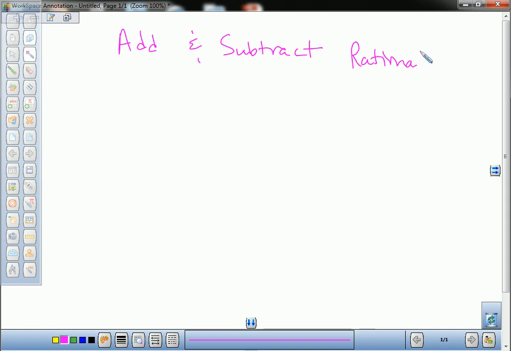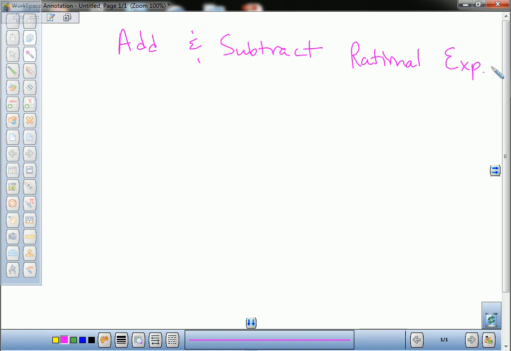Okay, so guys, today we're going to learn how to add and subtract. And you're going, I already know how to add and subtract, which is fabulous. So you already know how to do this. Okay? But today we're going to add and subtract rational expressions. So this is something you already know how to do. We're just going to use it in a slightly different context.